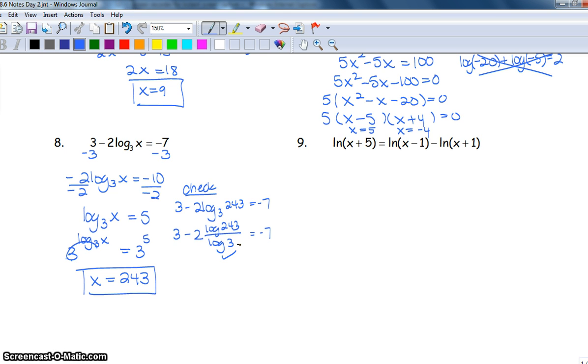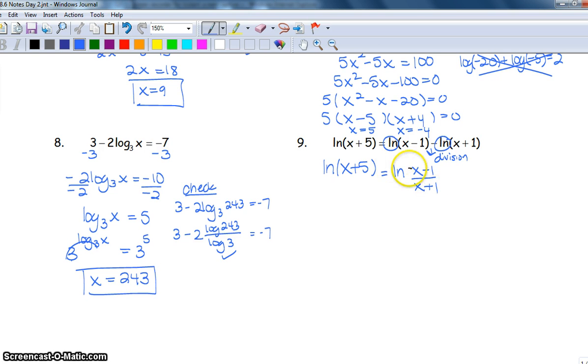Last problem for today. Number 9, we've got natural log of x plus 5 equals natural log of x minus 1 minus natural log of x plus 1. So on the left hand side we've got natural log of x plus 5. On the right hand side I've got two pieces that have the same base, and that subtraction sign means that they were dividing. So this is really the natural log of x minus 1 divided by x plus 1.